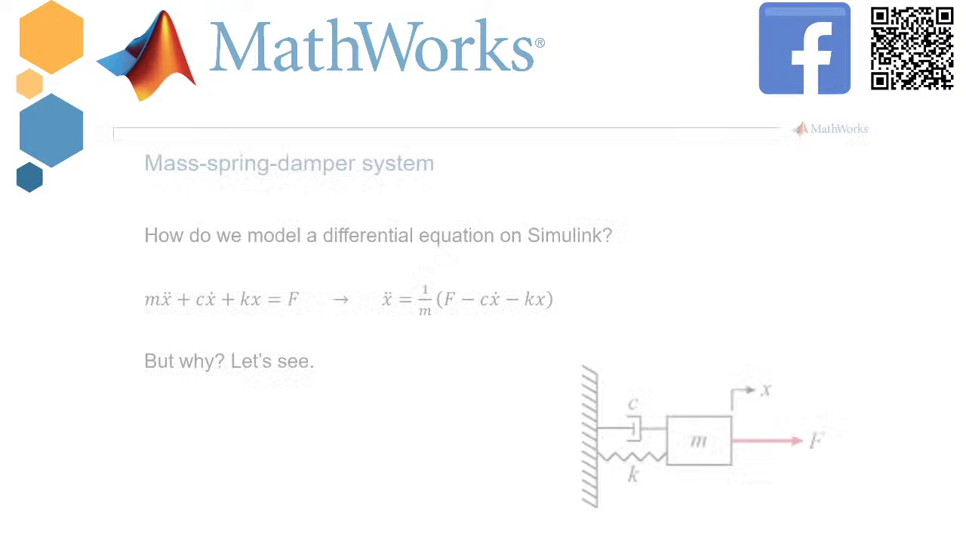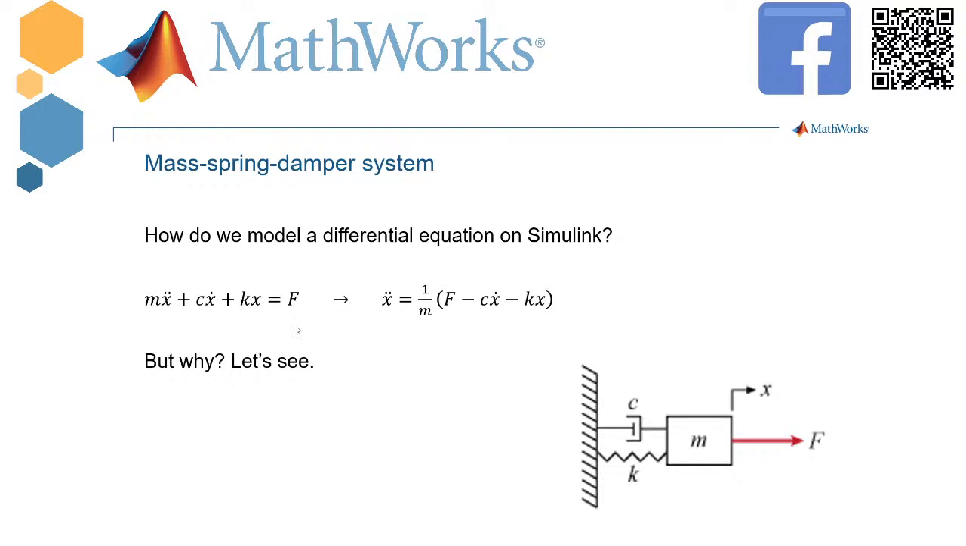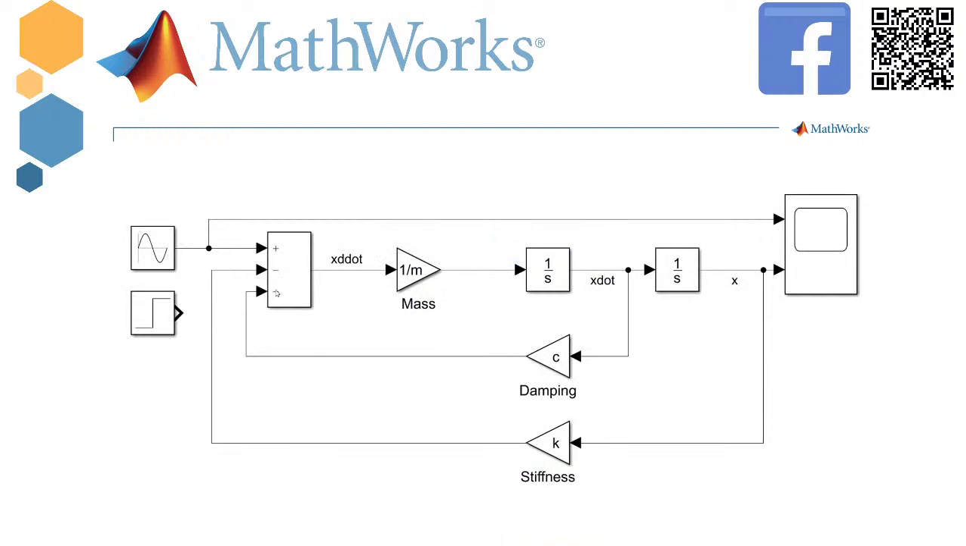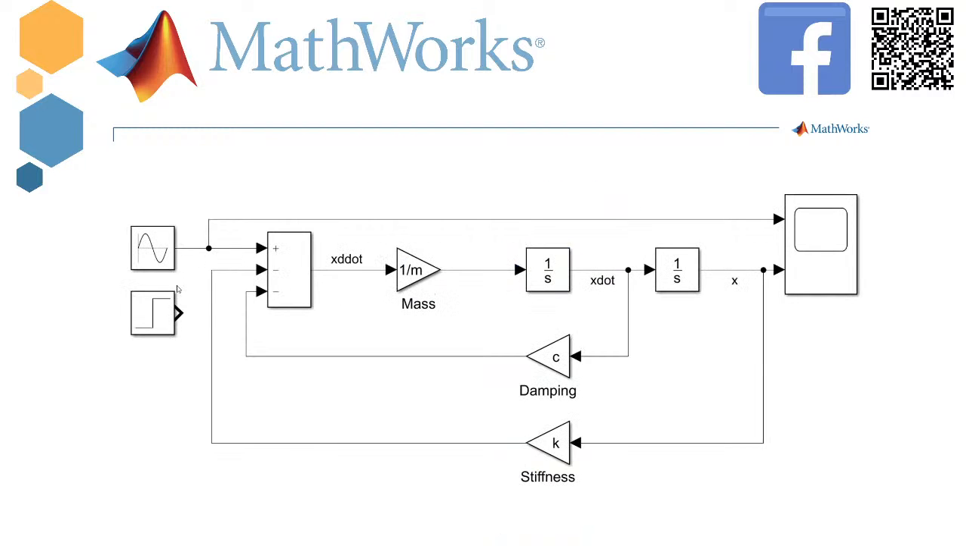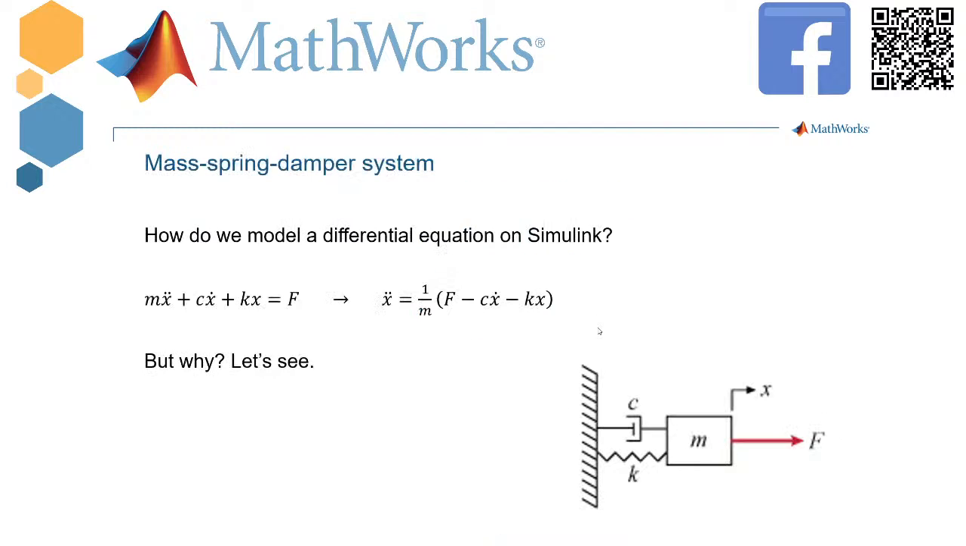I'll show you in this way. From there to that, as I said before, is 1 over m, which multiplies that stuff. Yes, this is just a slide. As you see here, I have f minus that stuff, and this is f, which is a sign, but I used a step, minus c times x dot minus k times x. But that's okay.